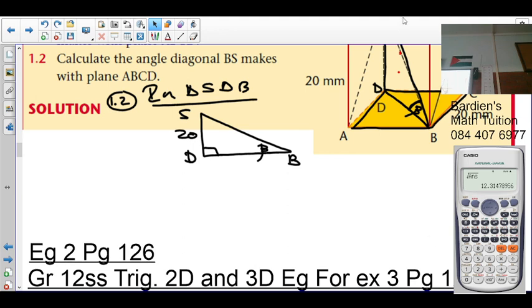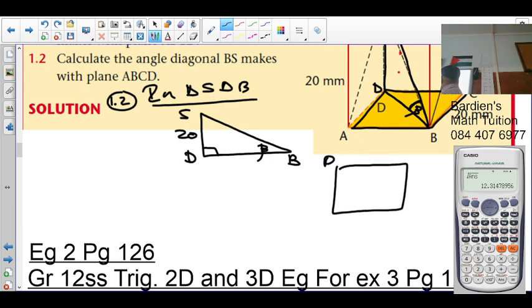A square. Okay, let me just do it nicely for you. That is D, C, B, A. Can you see? That DB. That is 20. That is 20. What's the size of angle A? 90. So I'm going to calculate BD. Pythagoras. Yes. So it's going to be 20 root 2.